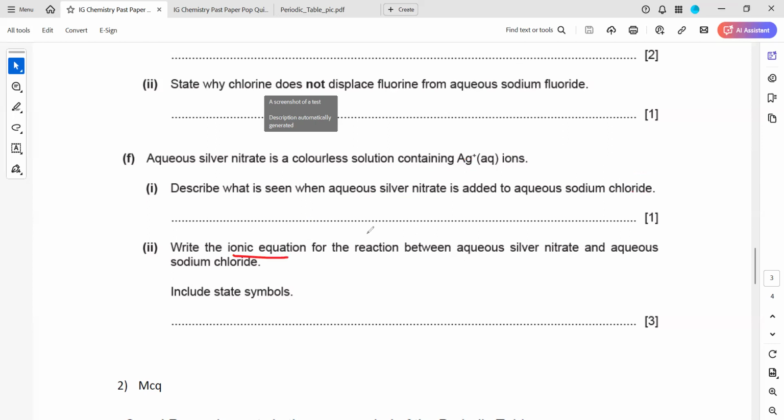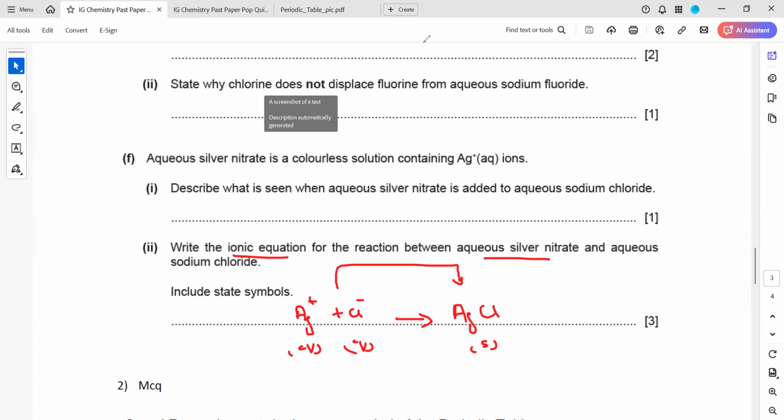Then write an ionic equation for the reaction. We need an ionic equation. In an ionic equation, we just write the changes in the ions which cause the precipitate. So the precipitate is silver chloride, the solid. What are the ions that react to form silver chloride? There is a silver ion and there is a chloride ion. So this is an ionic equation in which ions react to form a compound.